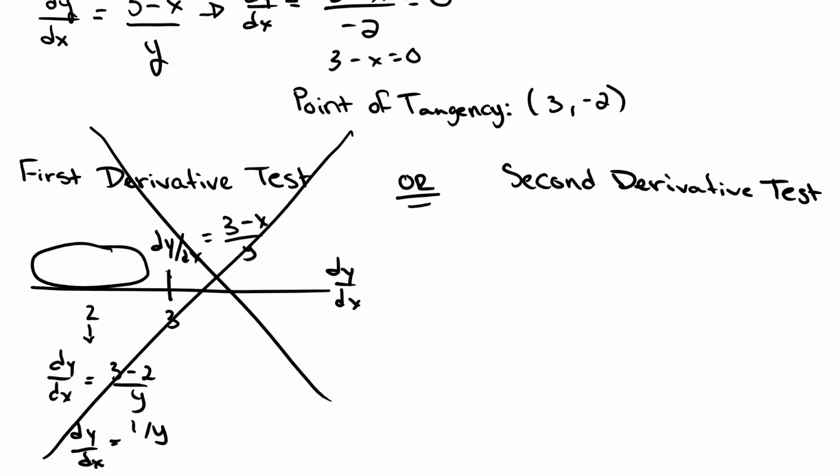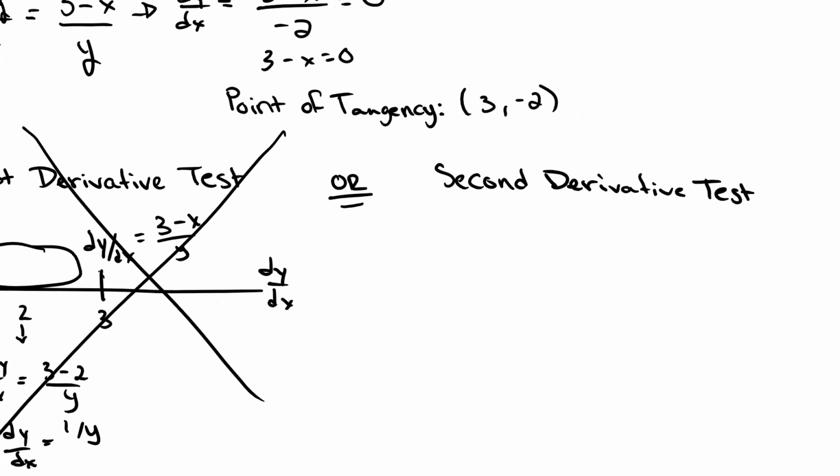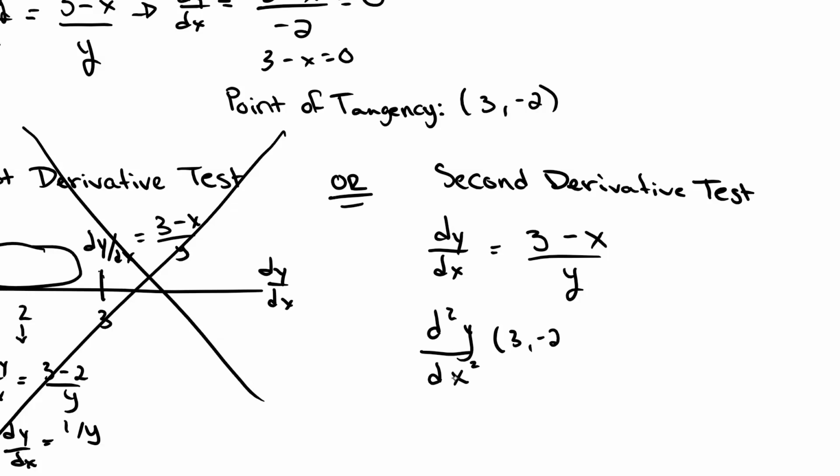So we have to actually use the second derivative test. That's our only option. So our first derivative is 3 minus x divided by y. Our second derivative, when we write it in this notation, right, is written like this. At the point (3, -2), right, that's what we're investigating. Well, we're going to have to figure out what that derivative is before we can plug in the values.